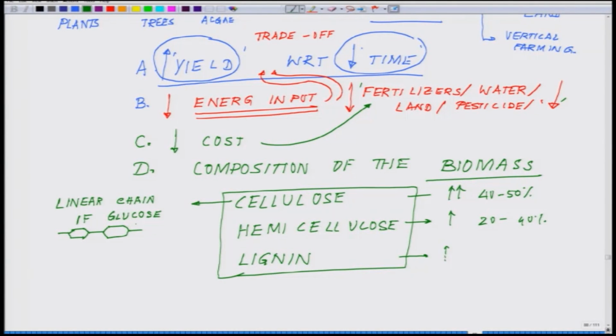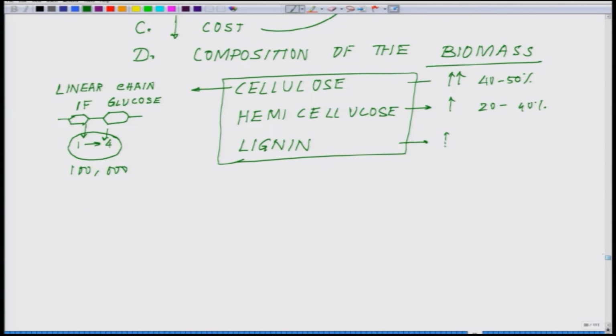And this chain is attached to each other by, if you remember in one of the previous lectures, I told you, 1,4 glycosidic linkages. So they have 1,4 glycosidic linkages and the average molecular weight is around 100,000. Okay. And they are one of the most prominent components of the plants.